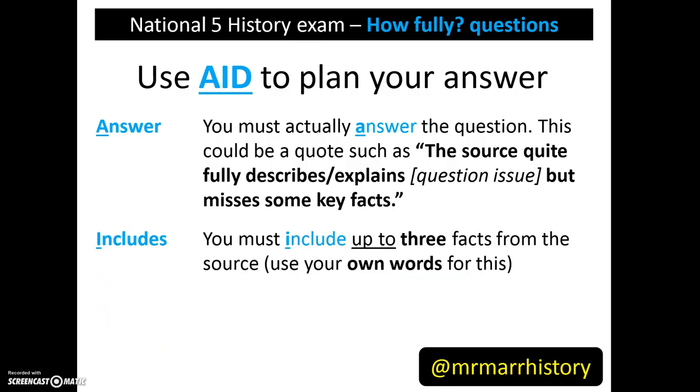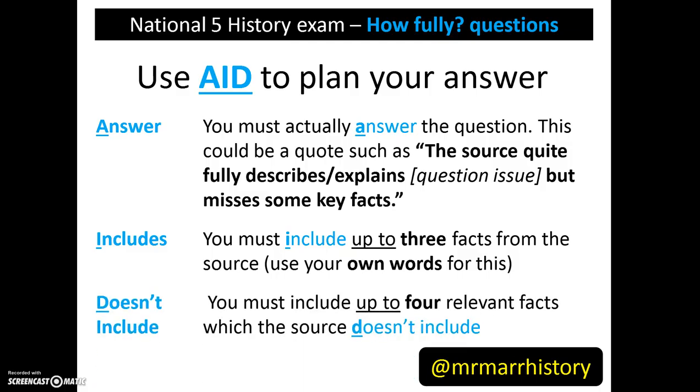The I from AID is includes. This is when you talk about what the source includes, and you link obviously back to the question. You must use your own words when you do this. It's not enough to simply give the quote. And of course, as has been noted, you can get 3 marks for this. Finally, the D of AID is doesn't include. You've got to think about facts that the source could have mentioned but doesn't, and then talk about them. And you can do this up to 4 times.